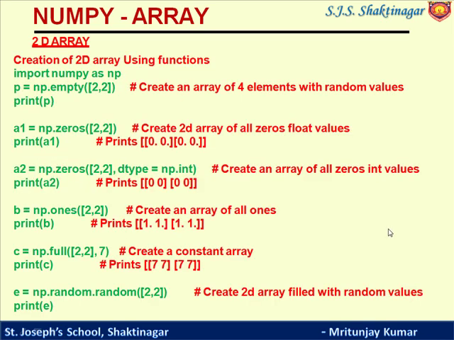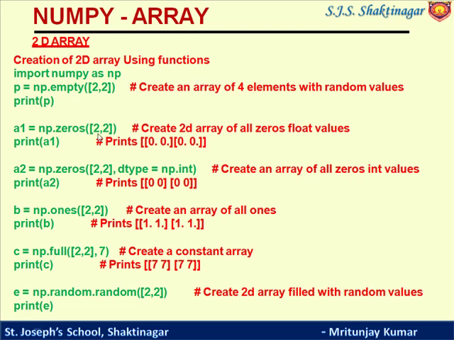Now there is another way to create a 2D array using functions also. Similar to the 1D array, we can create an empty 2D array, with zeros, with ones, with full, with the random functions also. So let's see one by one. If I have to create an empty array, I can use p is equal to np.empty. In a square bracket I have to give the dimension, that is it will create an array that will store 4 elements, that is 2 rows and 2 columns.